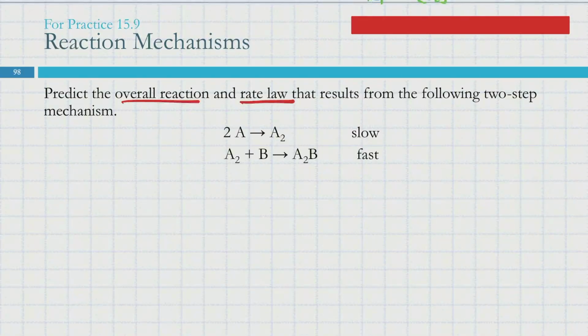All right, first thing that we want to answer, the overall reaction. What's our overall reaction going to look like? Everything without the A subscript 2. Yeah, everything without molecular A, we might call it. So 2A plus B goes to A2B.